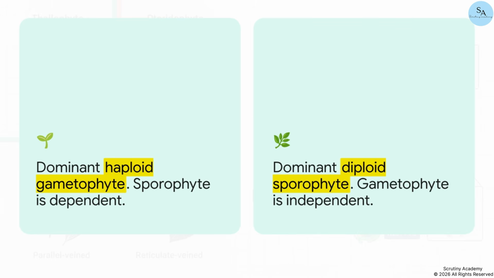We just said that in bryophytes, the haploid gametophyte is the boss. But in pteridophytes, the dominant phase completely flips. The main plant body is now the diploid sporophyte, which is differentiated into true roots, stem, and leaves. The gametophyte is still there, but it's small, inconspicuous, and mostly independent and free-living. This flip is a classic trap that you are not going to fall for.